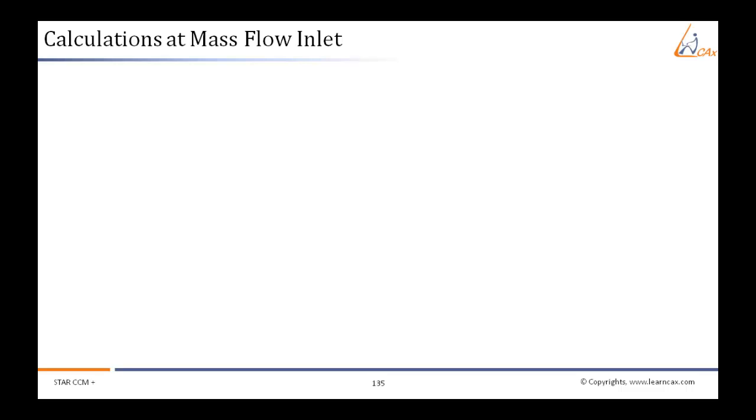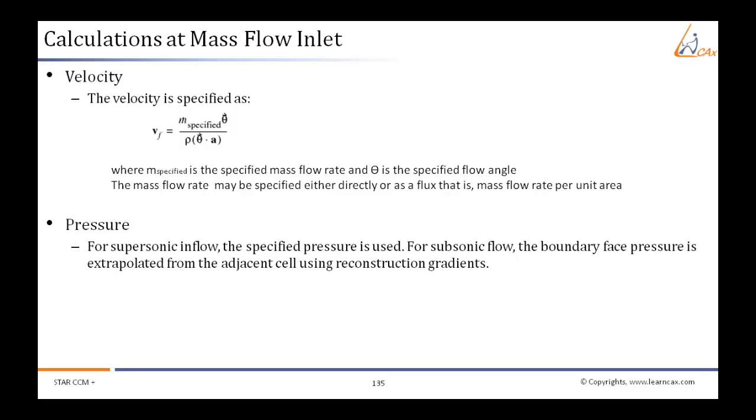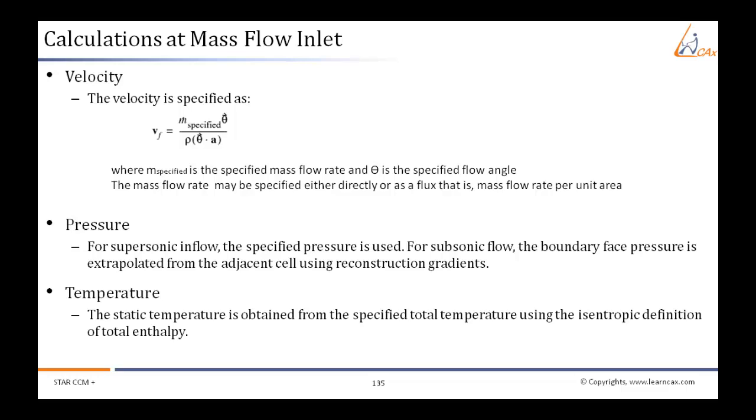Let us see the calculations at mass flow inlet now. For velocity, the velocity is specified as shown in this relation. For pressure, in case of supersonic inflow, the specified pressure is used. In case of subsonic flow, the boundary phase pressure is extrapolated from the adjacent cell using reconstruction gradients. Temperature. The static temperature is obtained from the specified total temperature using the isentropic definition of total enthalpy.